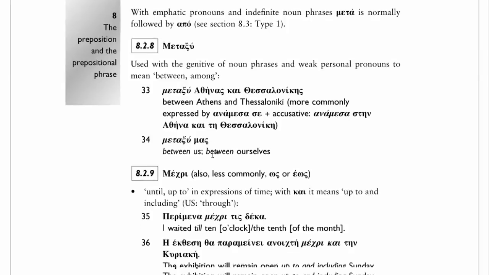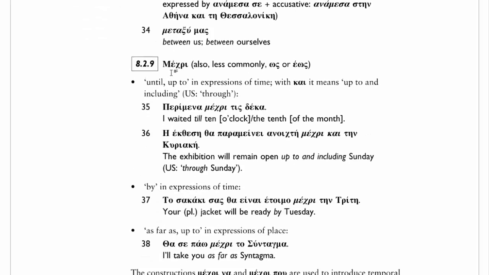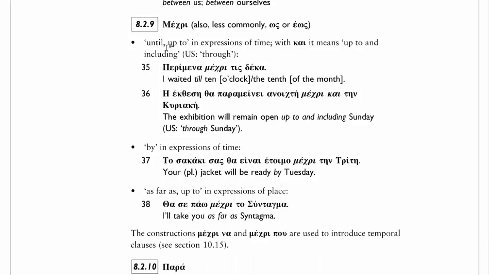Μεταξύ μας, between us, between ourselves. Μέχρι, also less common with ως or έως. Until, up to in expressions of time. With και, it means up to and including. In American English, through. Περίμενα μέχρι τις 10. I waited till 10 o'clock or the 10th of the month.